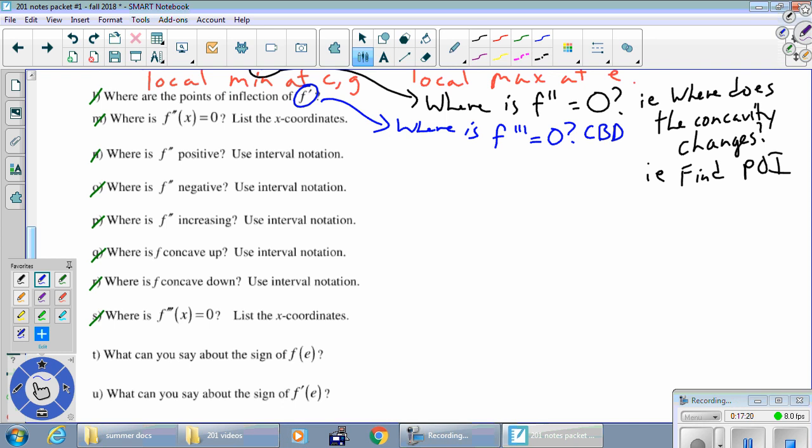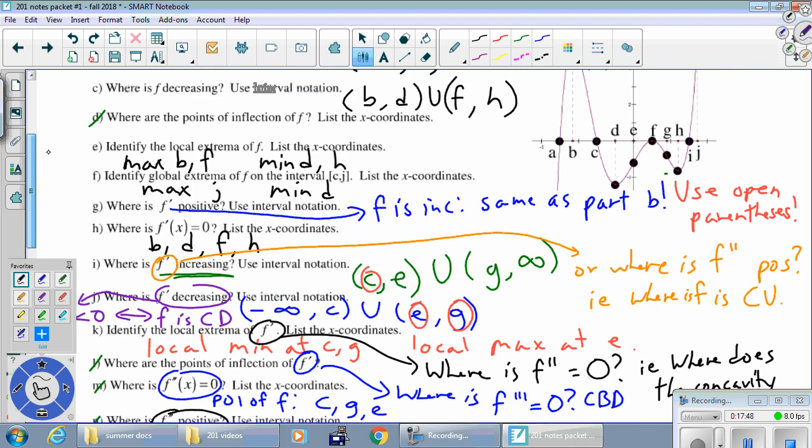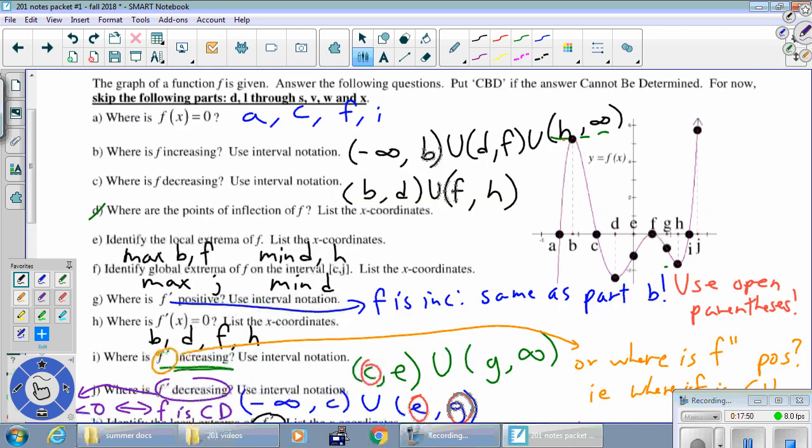Okay, part M, where is f double prime equal to 0? So again, looking for points of inflection of the original function f, and it's the same C, G, and E. Okay, where is f double prime positive? So we're translating that into f being concave up. And so we just have to look at the graph to figure out that f is concave up between C and E, and then from G to infinity.